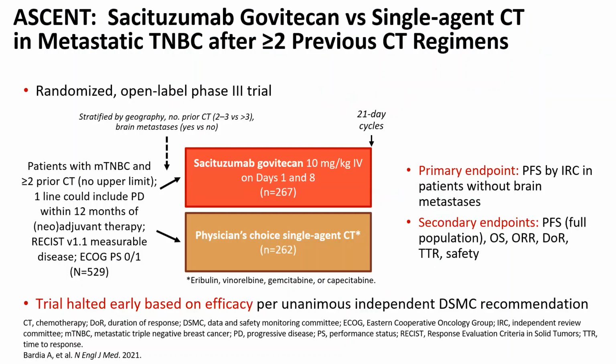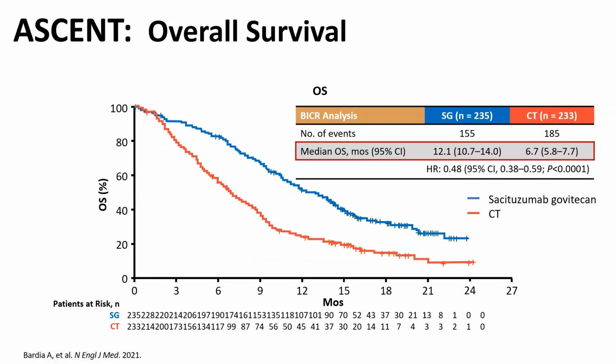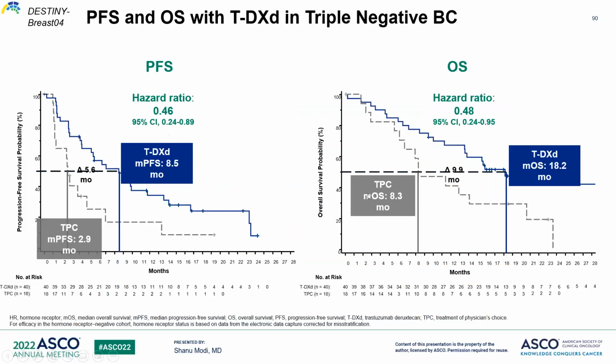I told you about Trodelvy, sacituzumab, and hormone receptor positive breast cancer, where the first place it was tested was in the ASCENT trial in triple negative disease. Patients received sacituzumab or single agent chemo. The progression-free survival was substantially better, now on the order of 4 months better. And look at those patients getting chemo alone. Half of them had their disease grow in less than 2 months of being on therapy. So it just shows you how ineffective chemo is. And importantly, the overall survival was nearly doubled by using sacituzumab compared to chemotherapy.